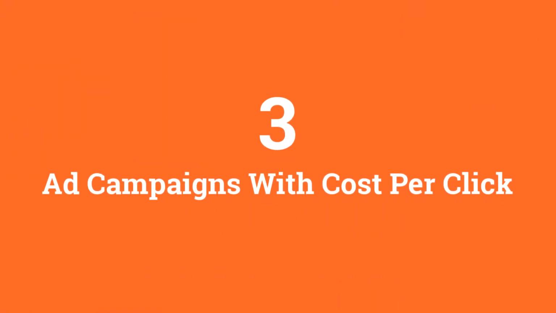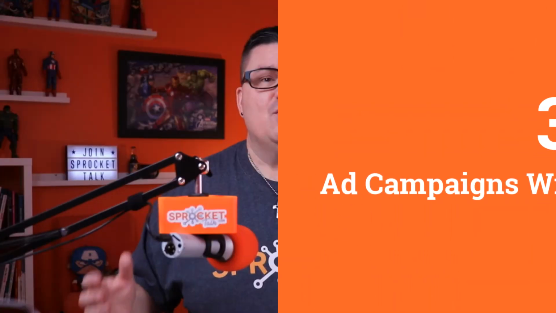HubSpot ad report number 3, ad campaigns with cost per click. Are you wondering which of your ad campaigns have the highest and lowest cost per click? Then use the HubSpot ads tool and this report to see which ad campaigns are costing you the most or least per click. This will help you improve how you budget or target your ads in the future.